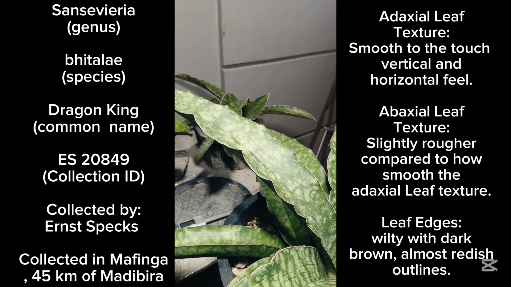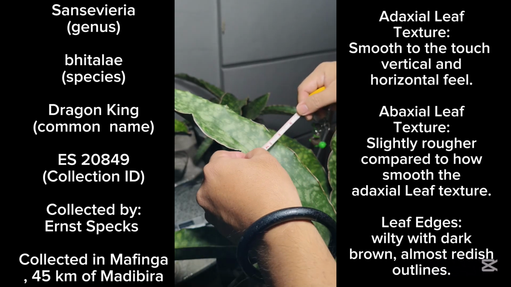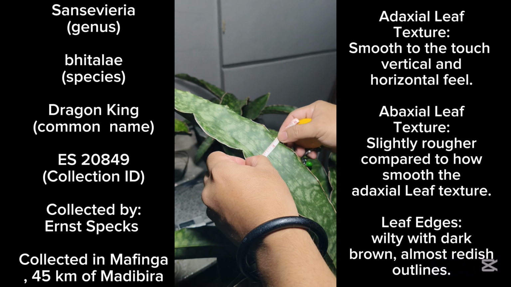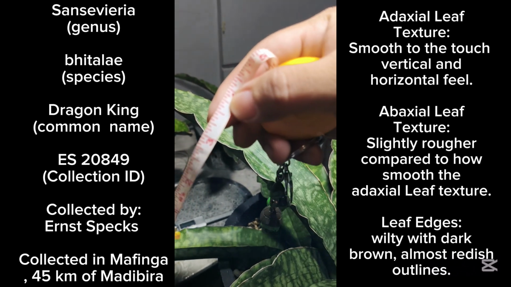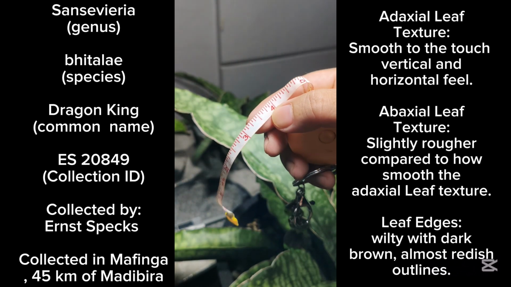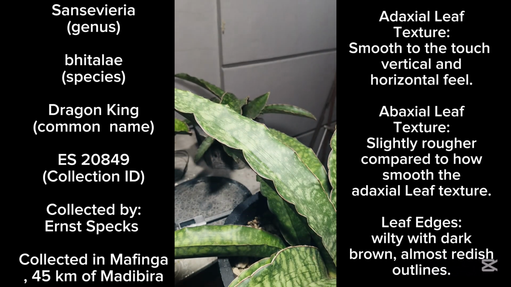But right now we'll take some measurements of Dragon King. Dragon King has a leaf width of 3.7 or 3.75 inches. That's one of the leaves.